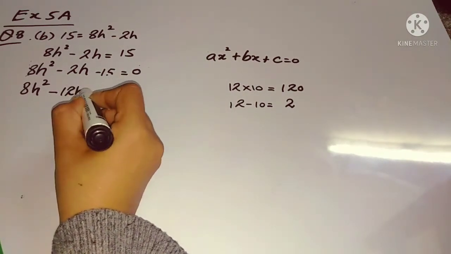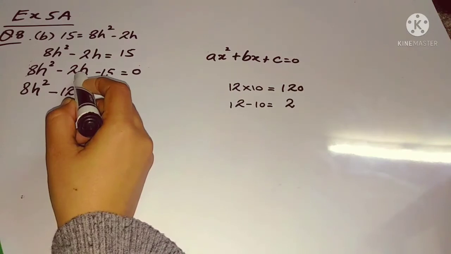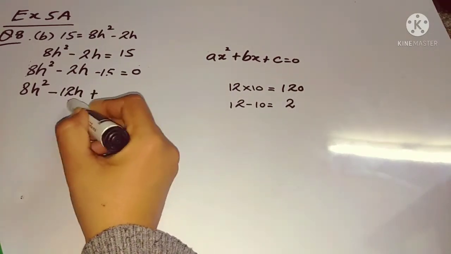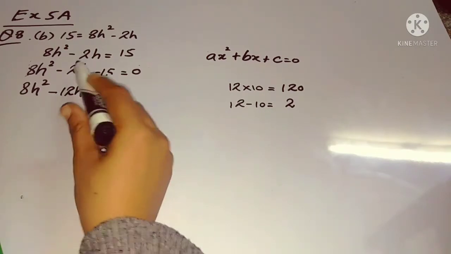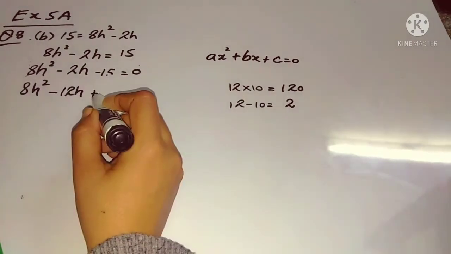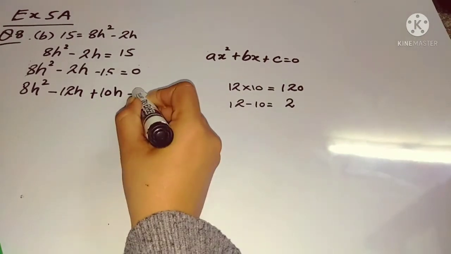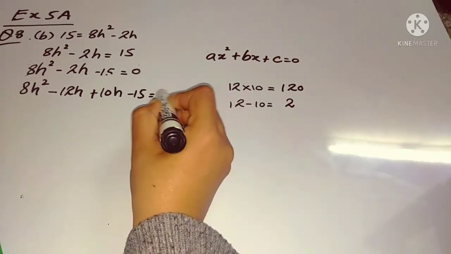Now what should be the other sign? Because you need 2h now, and this is a minus sign, the other sign should be plus, because minus plus is minus, and when you subtract 10 from 12, you will get 2. So if this is minus, the other sign should be plus. Thus 10h. Now write down the last term as it is, equal to 0.